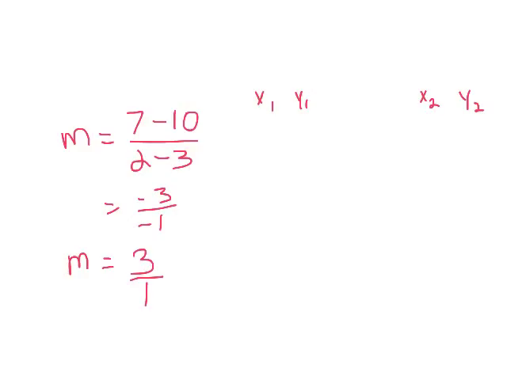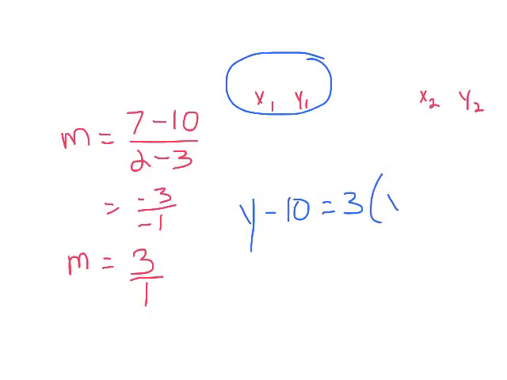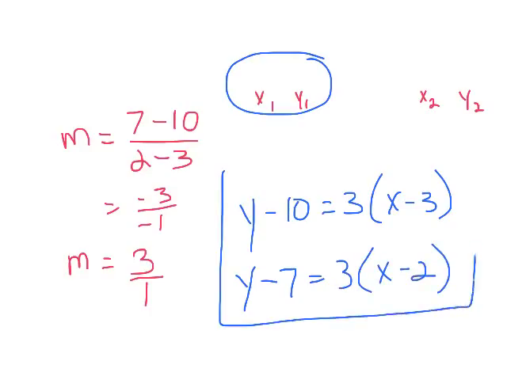So the line equation, if I choose 3 and 10, you could have also chosen 2 and 7. It's just this: y minus 10 is equal to 3 times x minus 3. That's one version. An equivalent answer would be y minus 7 is equal to 3 times x minus 2. Either one represents the same line. And again, that is point-slope form.